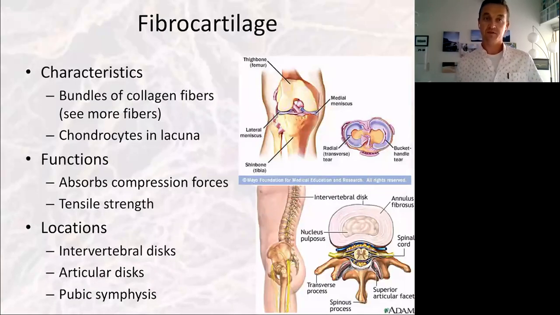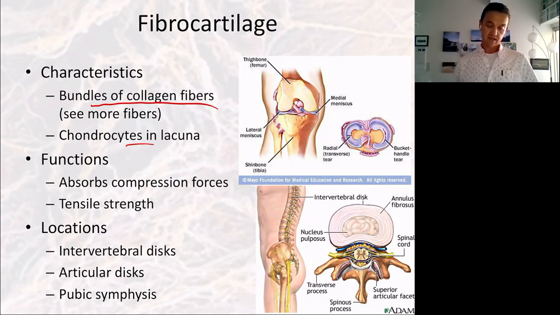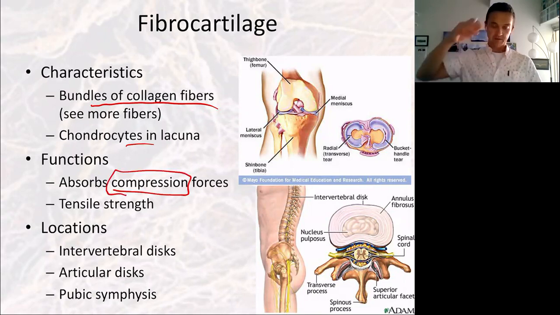Okay, next one's called fibrocartilage. Fibrocartilage, we have these big, thick bundles of collagen fibers. So you see a lot more fibers. Again, chondrocytes. These are very good for compression forces, so forces just smashing them down.